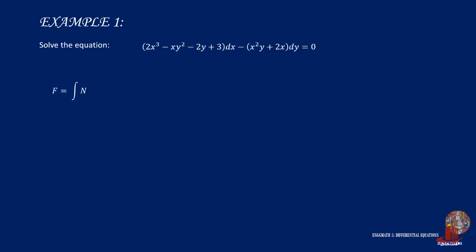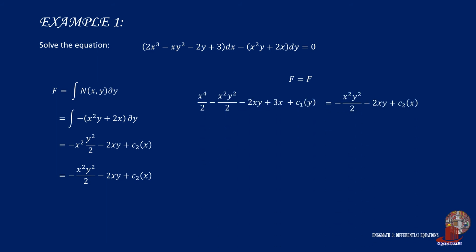Now let's do the same integration with the function N, which is the second term of the original DE, and this is with the partial derivative in y. So negative x squared y will keep negative x squared as constant, and the integral of y is y squared all over 2. Negative 2x will be integrated as negative 2xy. Then add the arbitrary constant in terms of x. So simplify the f of N as negative x squared y squared all over 2 minus 2xy plus c2 in terms of x. We can now equate f from M to the f from N.